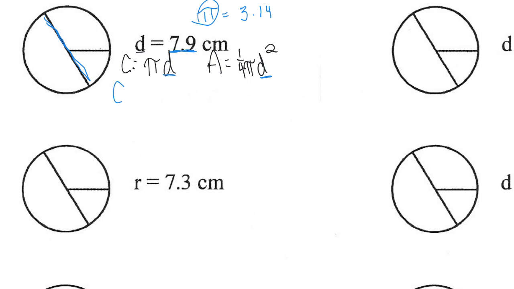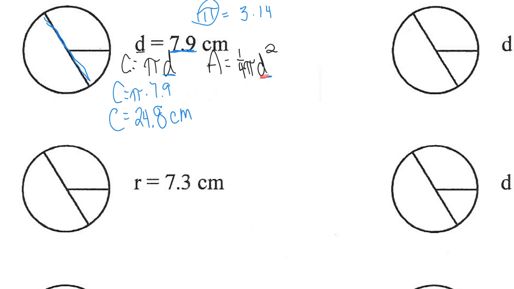Okay, so let's plug this in. Circumference equals pi times 7.9. So in my calculator, pi times 7.9, when I plug that in and I round to the 10th place, I get roughly 24.8. Always make sure you label your answer: centimeters.